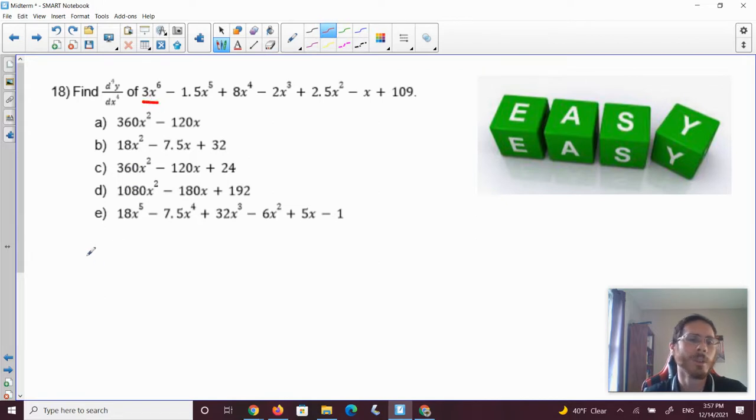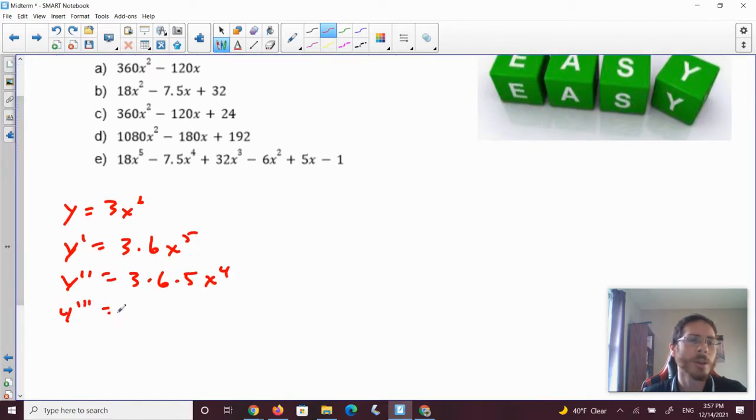So if I do 4 derivatives of this, I start with y equals 3x to the 6th. So y prime is going to be 3 times 6, x to the 5th. y double prime is going to be 3 times 6 times 5, x to the 4th.